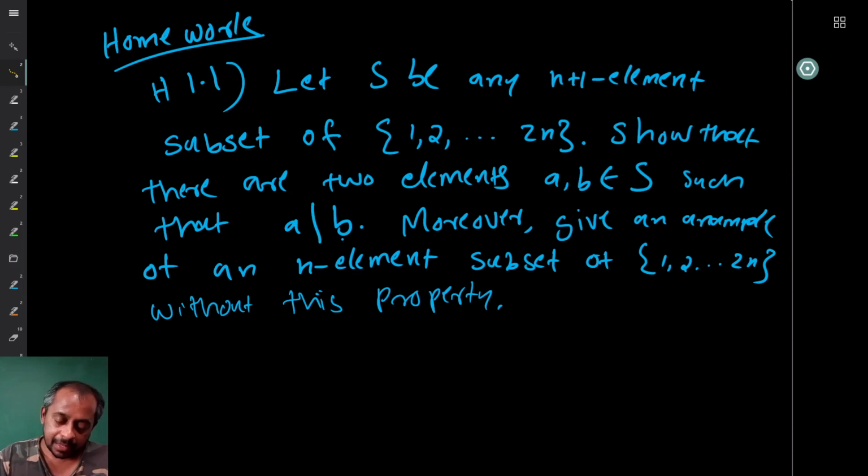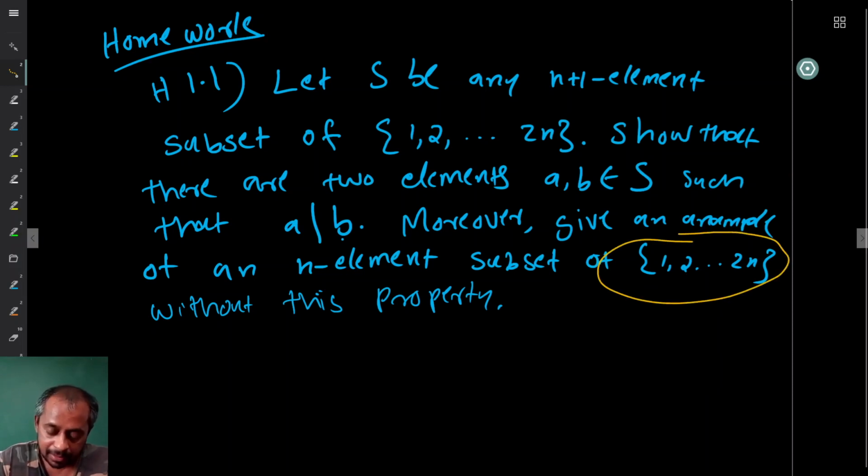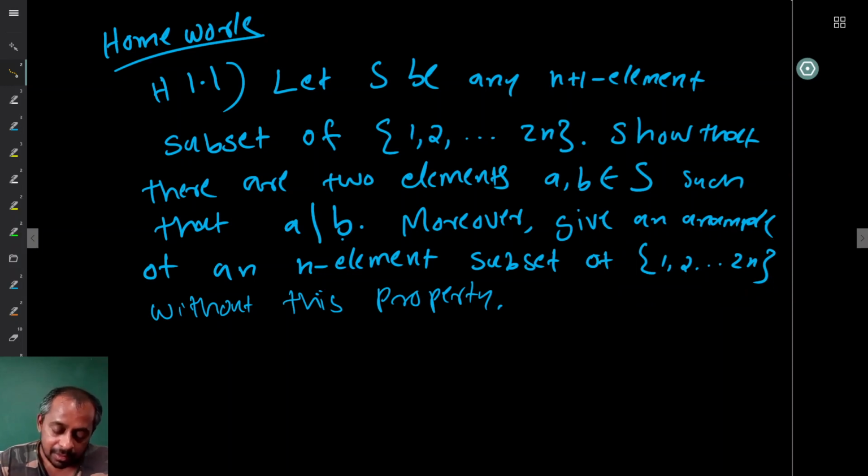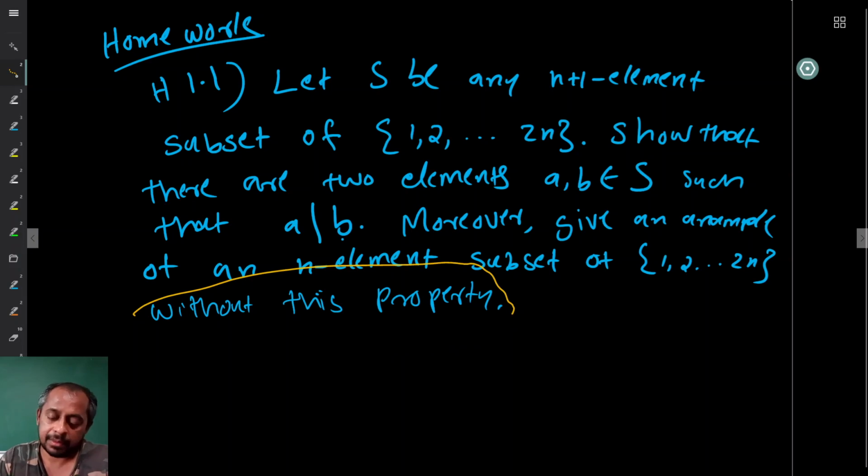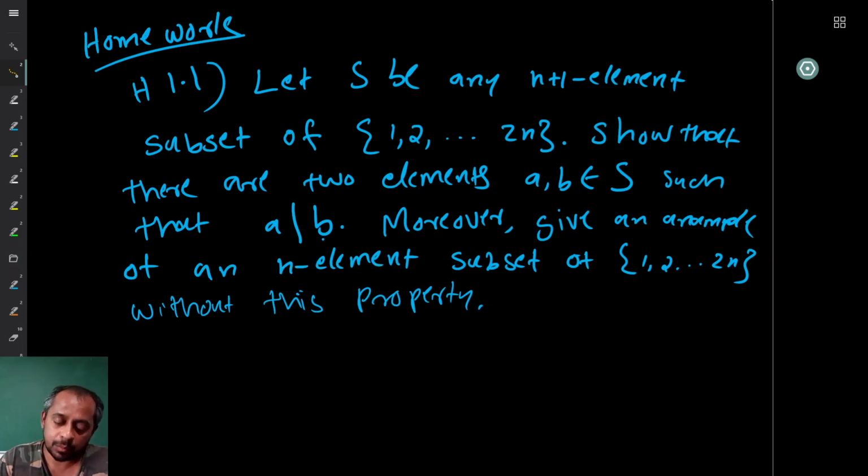Now, this says that any n plus 1 element subset of the set will contain two elements such that one divides the other. But what is even stronger, one can show that if you take some n element subset, that need not be the case. So give me an example of an n element subset of 1 to 2n where you cannot find two numbers with this property. So that is the first question.